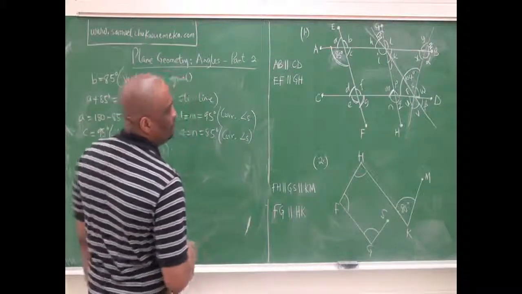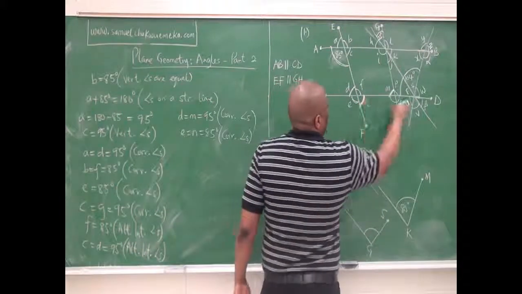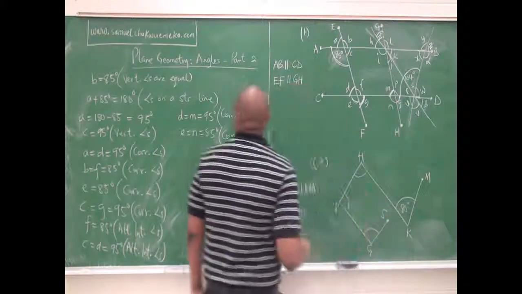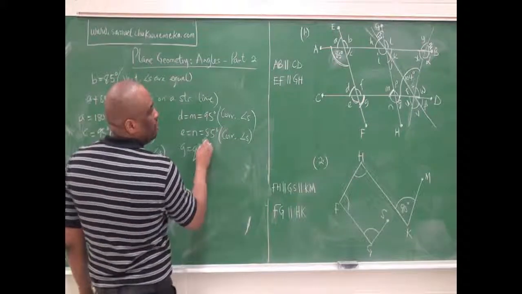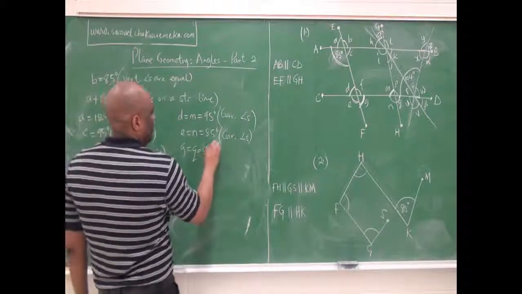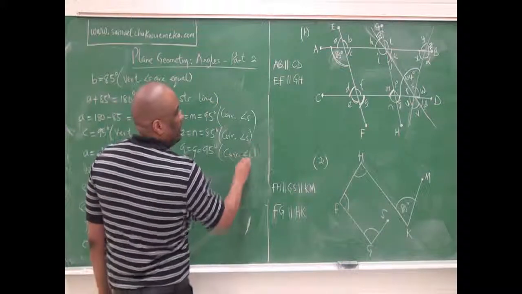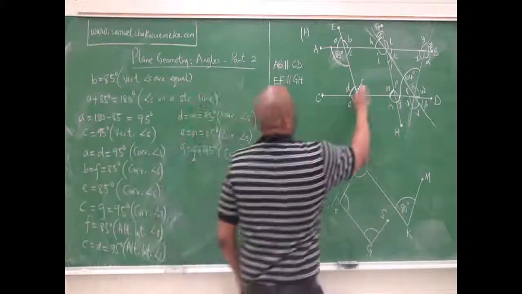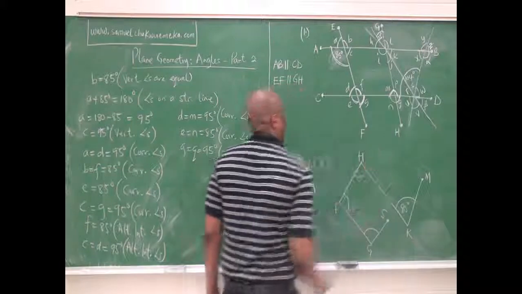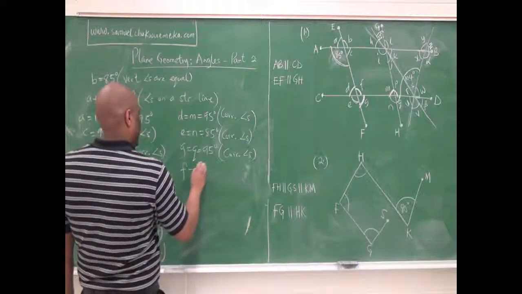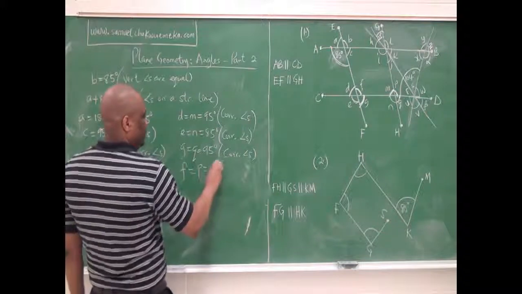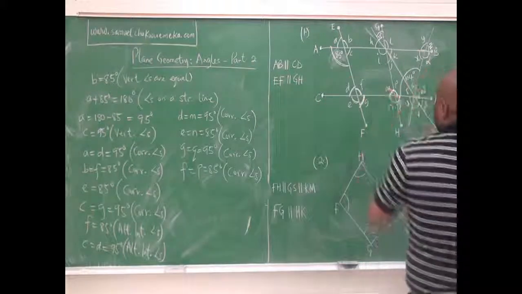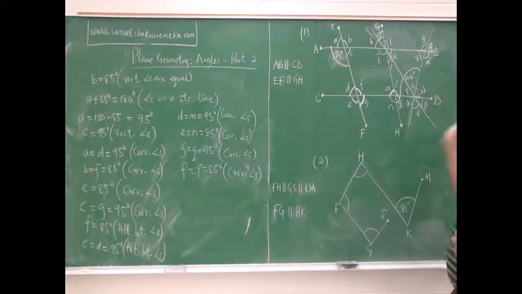Then G is equal to Q, because look, G and Q. G is equal to Q equal to 95 degrees, reason corresponding angles. And then D is equal to M. Okay, F is equal to P. F corresponding equal to P. F is equal to P equal to 85 degrees, reason corresponding angles. You can also say that M is equal to Q, vertical angles. Then P is equal to N, vertical angles.